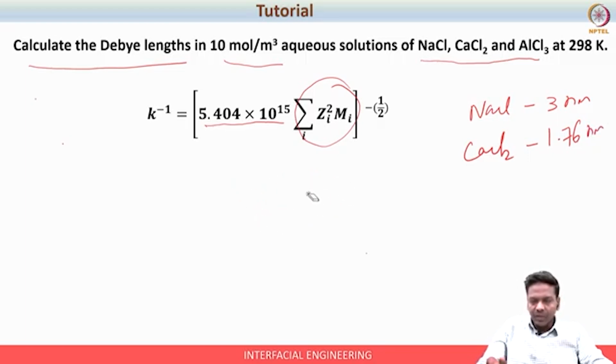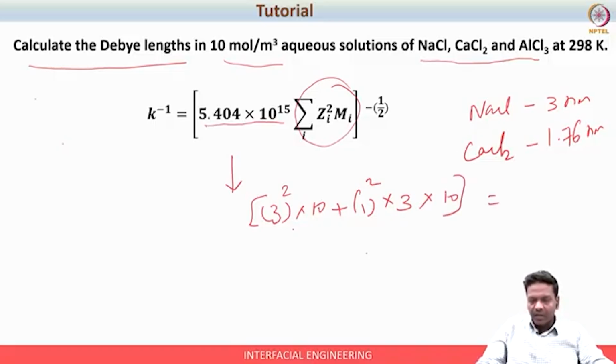How do we calculate aluminum chloride? In this case, it is again the same, so the prefactor will come as it is. You have aluminum, the valence is 3 square into 10, plus the valence of chlorine is 1 into 3, because we have 3 atoms, into 10. So this will be 90 plus 30, so this will be 120. If I multiply this with this number, I will get 1.24 nanometer.